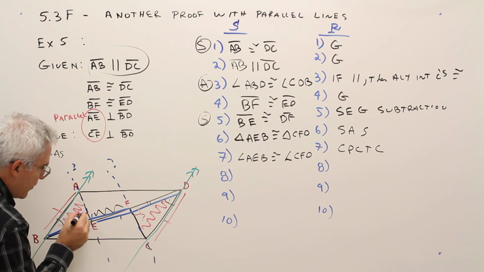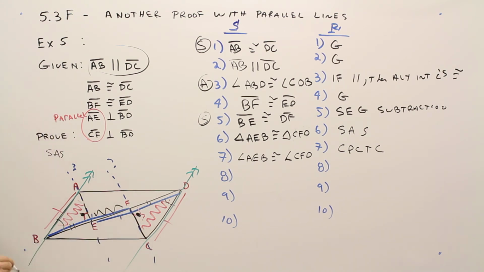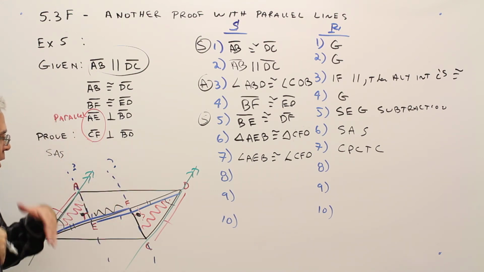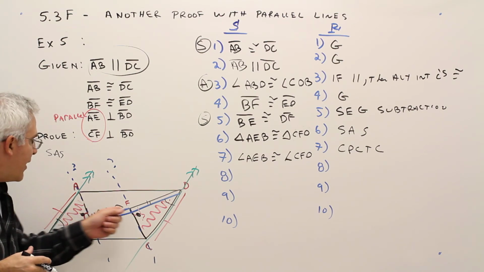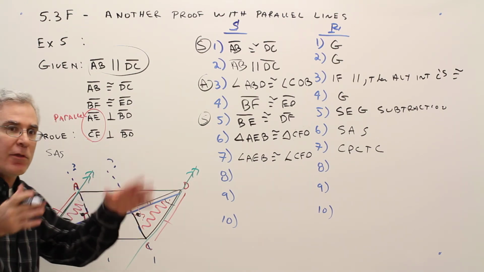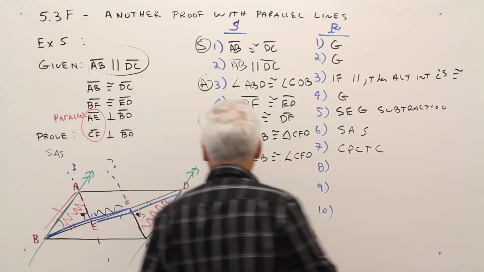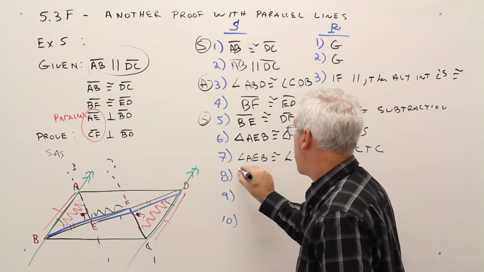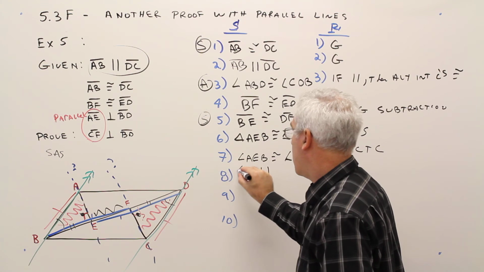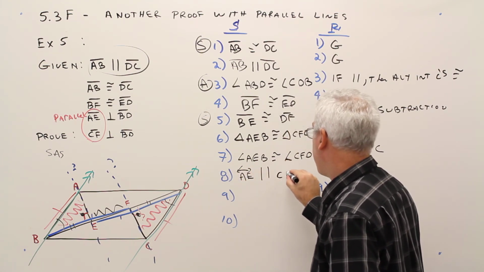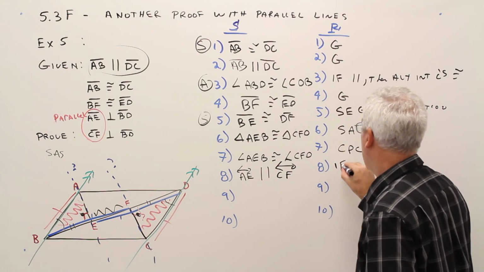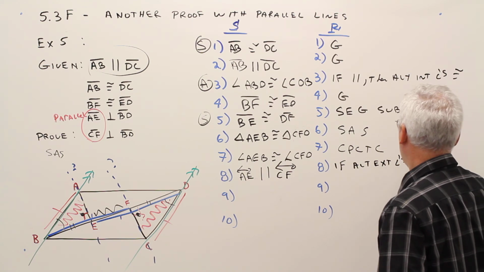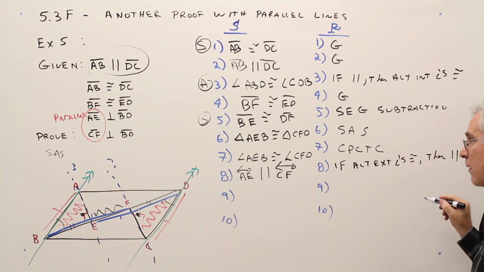So now I've got this angle here to be congruent to that angle there. So now I can get these blue lines to be congruent. One other way to do it would be to say these angles are congruent, I could say if perpendicular then right angles, but I want to try to use this theorem. So now from that statement, I'm going to say line AE is parallel to line CF if alternate exterior angles congruent, then parallel.